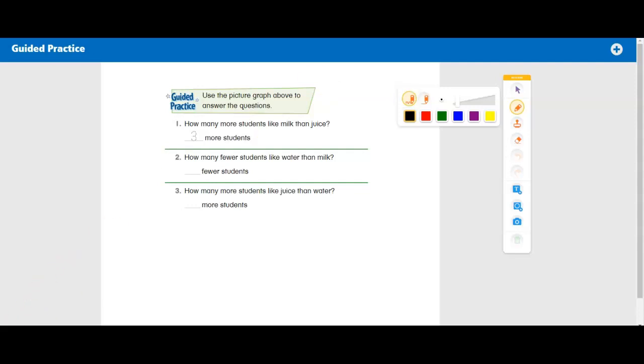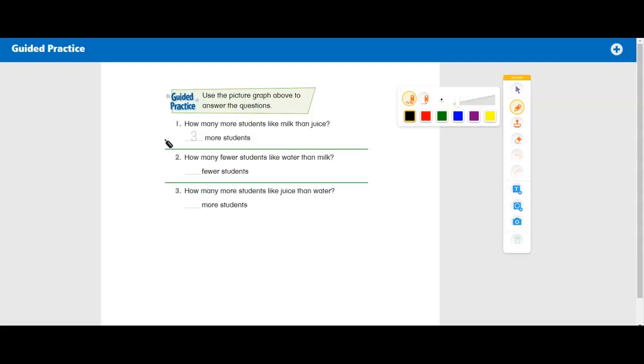The graph on the top of your workbook page says the picture graph shows how many students like milk, water, or juice with lunch. What does the graph tell you about what students like to drink at lunch? Now we are going to look at the questions it's wanting us to answer. The first question says how many more students like milk than juice?